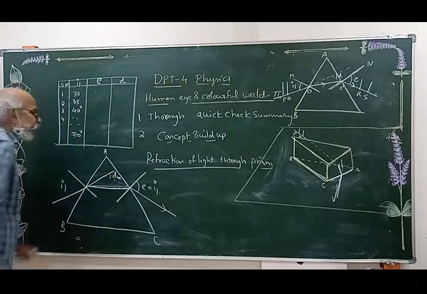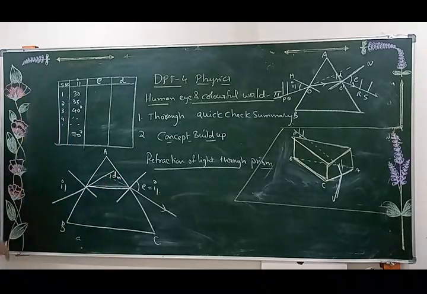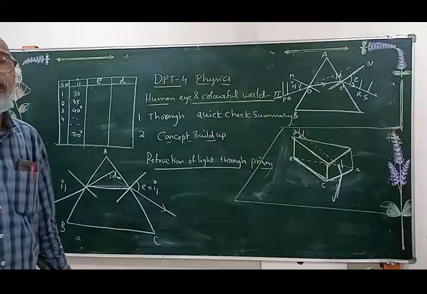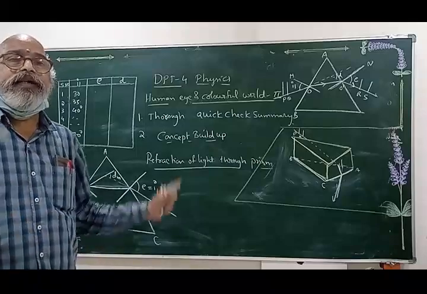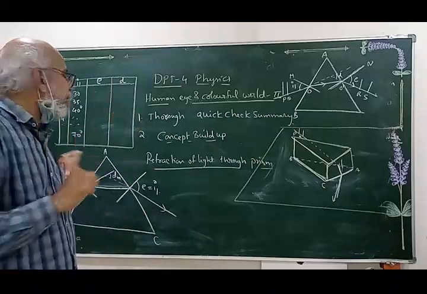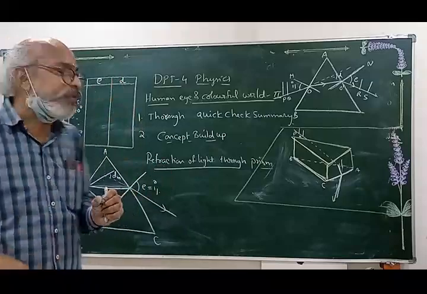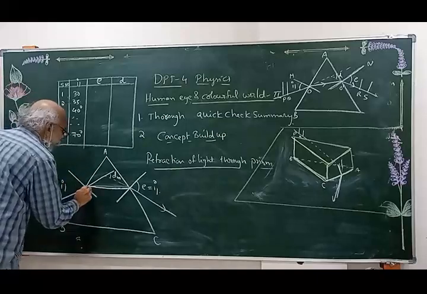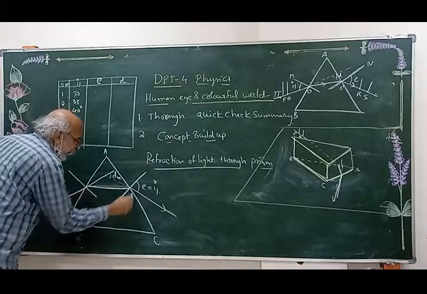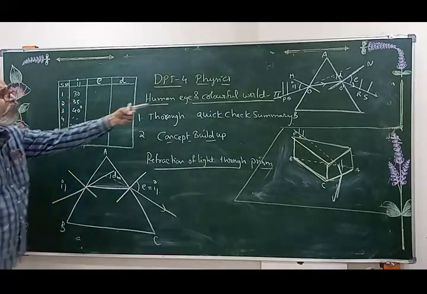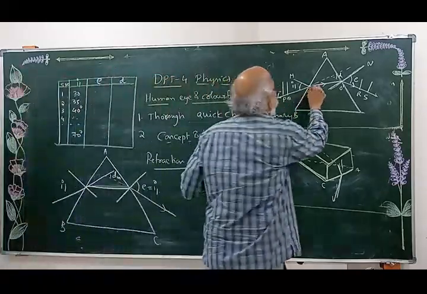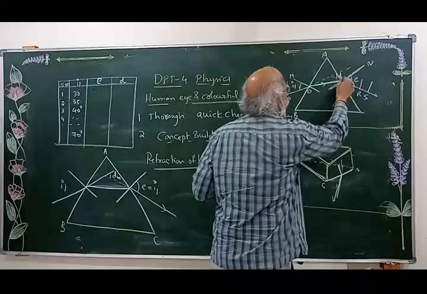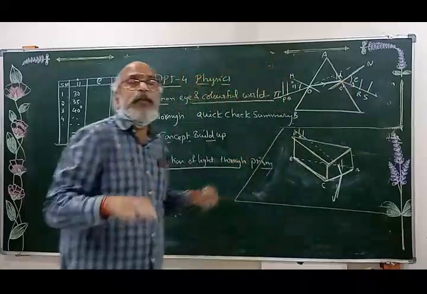Minimum deviation will be observed in a particular case. When will we get this observation? When the angle of incidence is equal to the angle of emergence. The refracted ray will be obtained parallel to the base. In all other cases, it will remain oblique. It will just bend towards the base, but it will not be completely parallel.